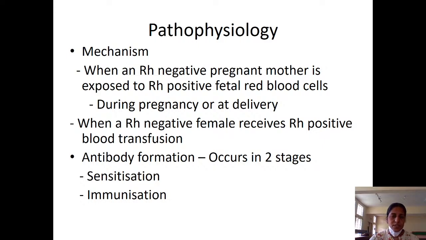This antibody production has stages. The first stage is sensitization. The second stage is immunization. So when the lady gets exposed to Rh positive blood, there will be sensitization, with production of a very minimal amount of antibody. But when she gets the same antigen at a later period, there will be production of antibody in large amounts, that is, in the second stage, immunization.